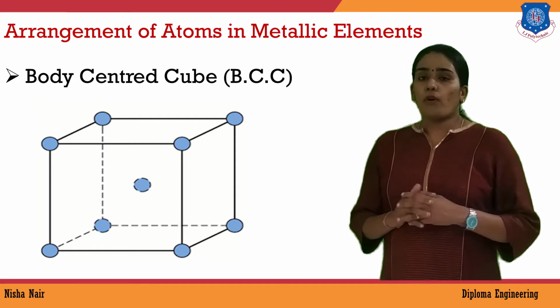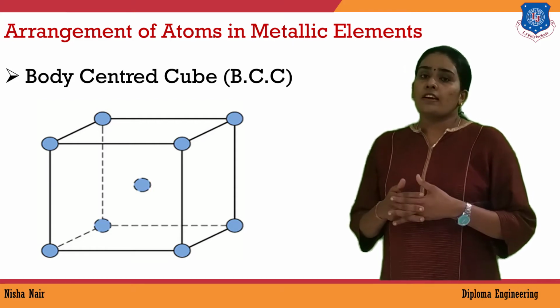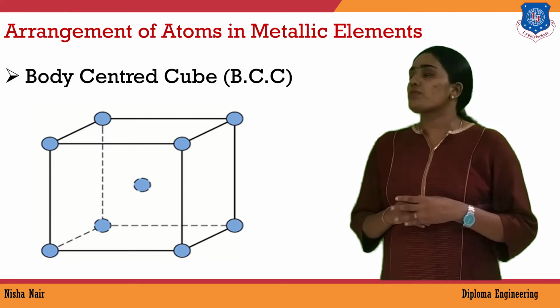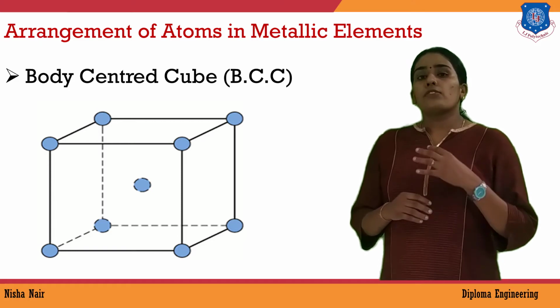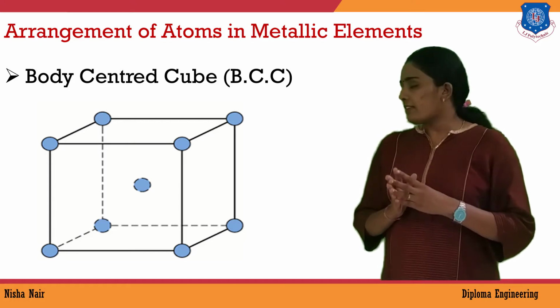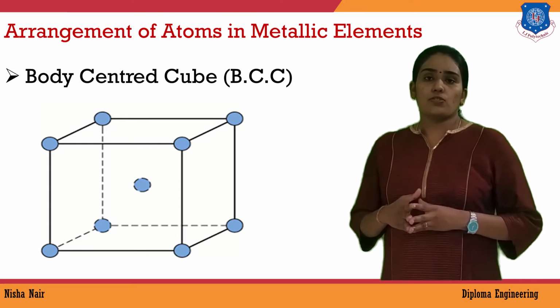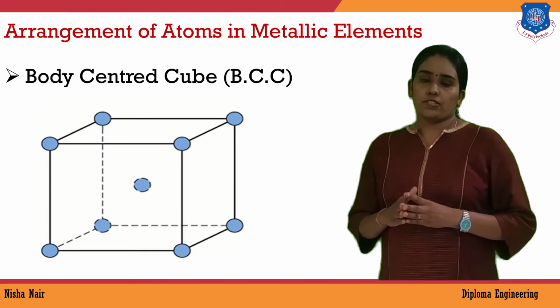Examples of body-centered cube structure are iron and chromium. Iron metal atoms and chromium show the body-centered structure, which means those atoms can be seen on the 8 corners of the cube and on the center of the cube. So that structure is known as a body-centered cube structure.